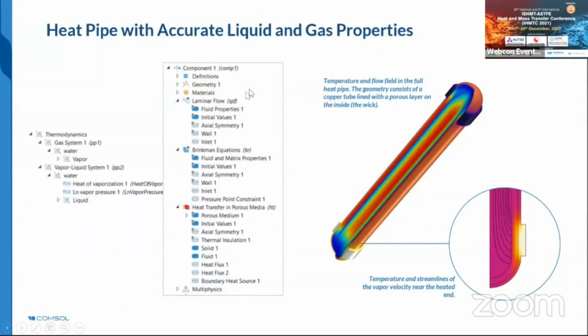It's a comprehensive approach with laminar flow in the vacuum chamber, Brinkman equations in the wick, and heat transfer in porous media to cover heat transfer in fluid, porous media, and actually also in solid. And what I like very much in this model is that all the material properties are defined from our thermodynamics database. So it means that we have really advanced properties to get a correct description of all the physical properties, from conductivity and density, but also the latent heat of evaporation of the water.